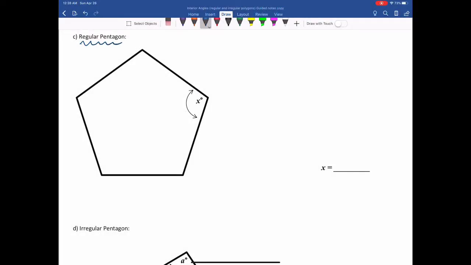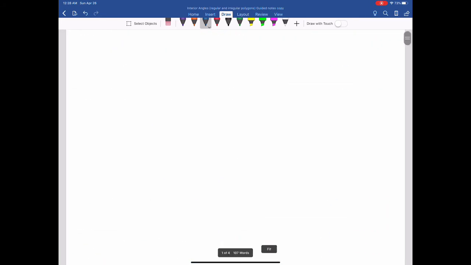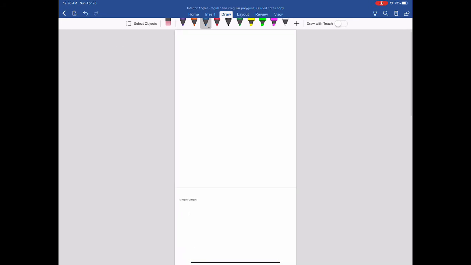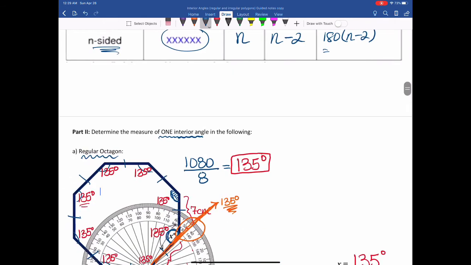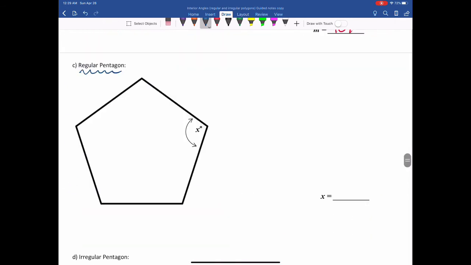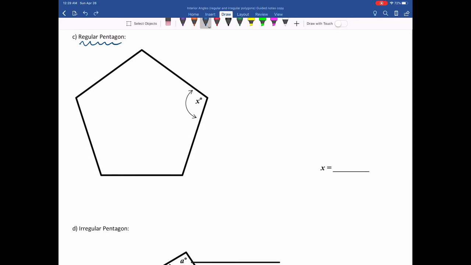Example C right here is talking about a regular pentagon. Now, for a regular pentagon, again, go back to your notes and look at how many degrees are in a regular pentagon. Okay, and right here, according to your notes, you have 540 degrees. And so now we're going to go back to the problem and keep that in mind. Now, we're just looking for x, and this is a regular pentagon. All we're going to have to do for that one is 540 divided by 5.